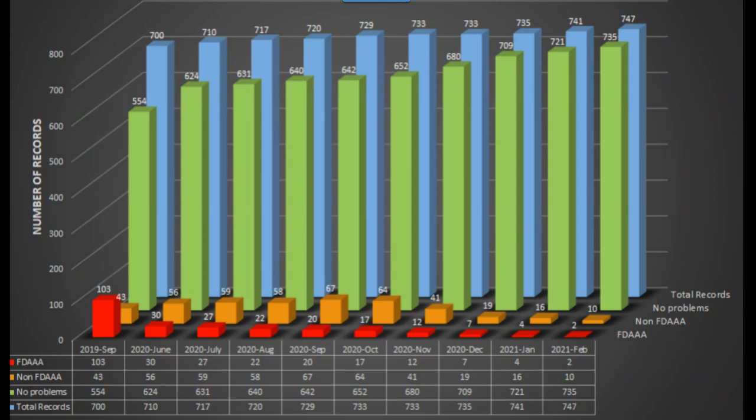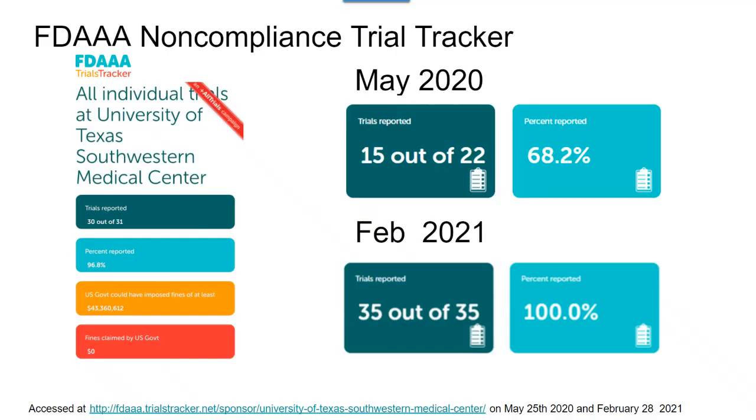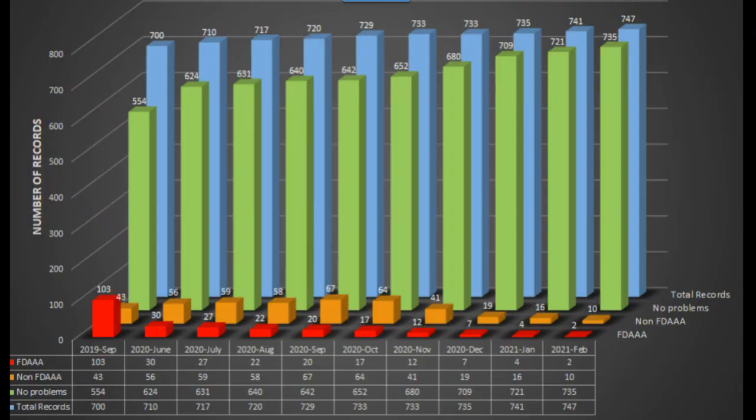The orange one is a problem record that is not an FDA trial, but has been flagged in the system with some sort of error, which must be corrected. And then the red one is the FDA regulated trial that is subject to federal monetary fines. Actually, these two results are currently under ct.gov review. So our goal is to continue with 100% compliance on the non-compliance tracker website, and we want the orange and red ones to be as low as we can.